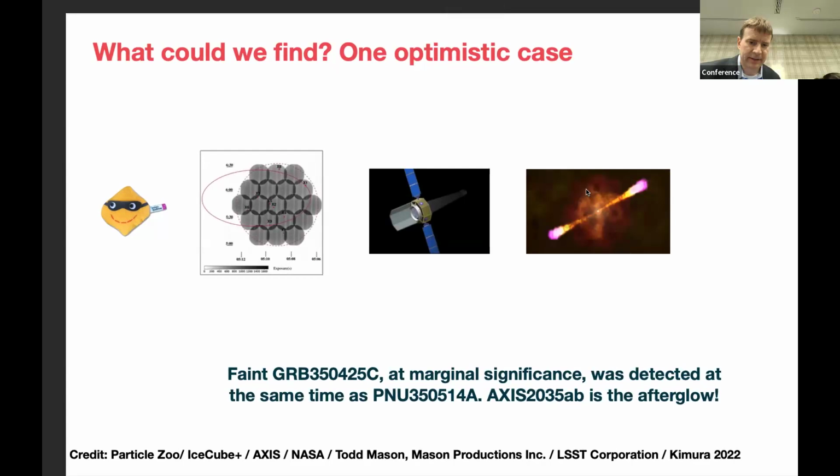And a GRB monitor reports that it has found a very low significance gamma ray burst that was detected at the same time as the neutrino. And this is actually a GRB afterglow, for example. And this would be where AXIS is able to localize the position of the afterglow, where the GRB monitor or the neutrino itself wouldn't be able to do it.